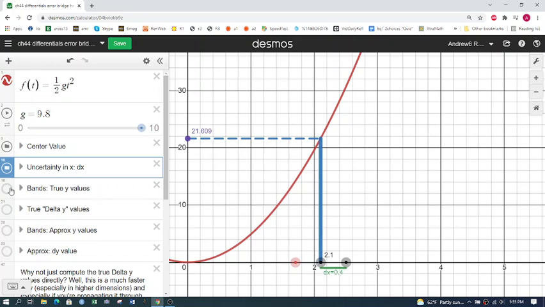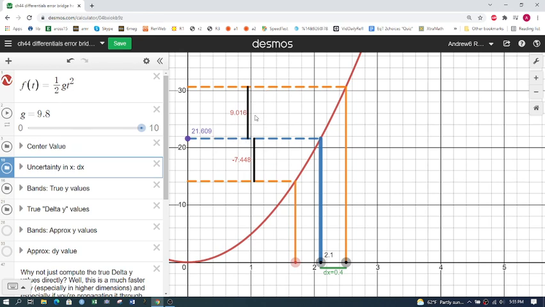and we said that was 0.4. And then if we put in vertical bands corresponding to the center point plus delta x and the center point minus delta x, follow those up to the curve and over to the y-axis, that's computing our true new y values and the true delta y values from the 21.6-ish to the upper end and lower end there. And we said, hey, those aren't quite the same, 9.01 and negative 7.44. Or you could think of it as positive 7 if you want to think of distance. And that's because the function we're dealing with is not perfectly linear.